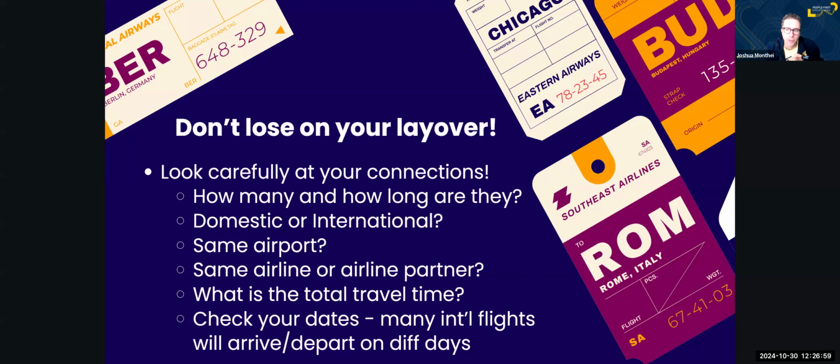Another thing you're going to want to look at with those stops is, where is the stop? Is the stop a domestic connection? So are you flying from Detroit to New York and then New York to your final destination? Or are you flying from Detroit to Frankfurt and then Frankfurt to somewhere else in Europe for your final destination? It's important to think about those because domestic and international transits are quite different.